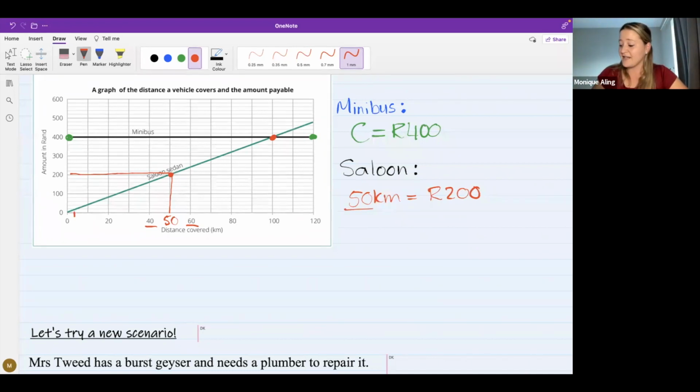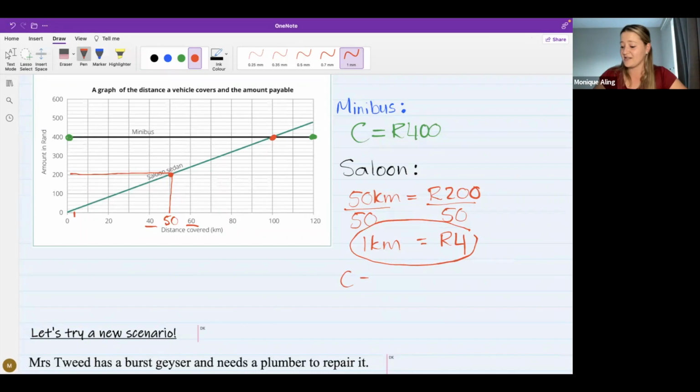So I know what 50 is, so I divide by 50, because anything divided by itself gives you 1. And what I do to the one variable, I must do to the other. So I divide by 50, which will give me 4 Rand. So for every 1 kilometer traveled, you're going to be paying 4 Rand. And now that we know this information, we can make a formula.